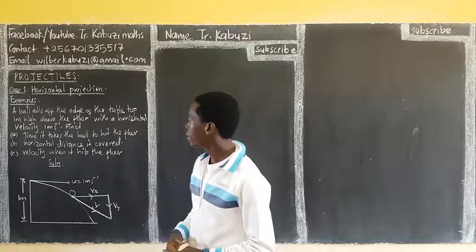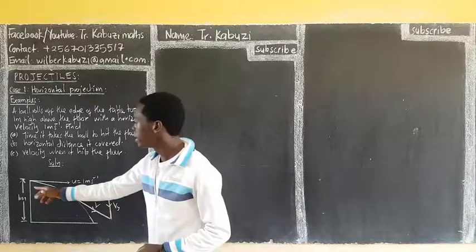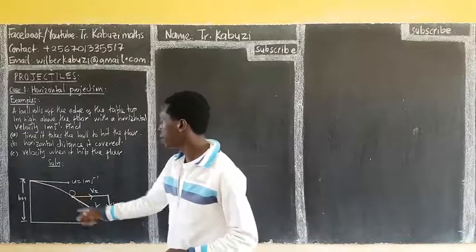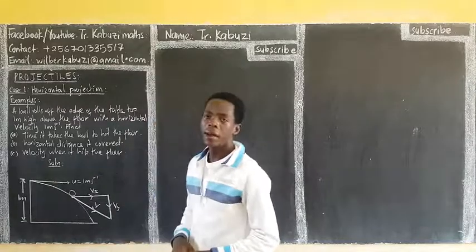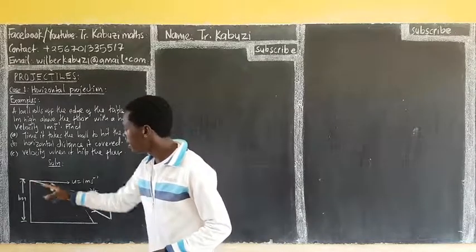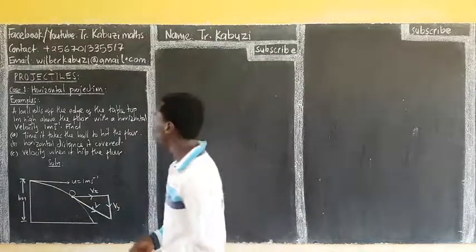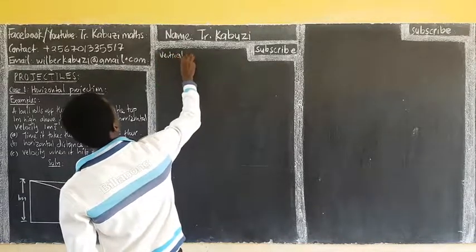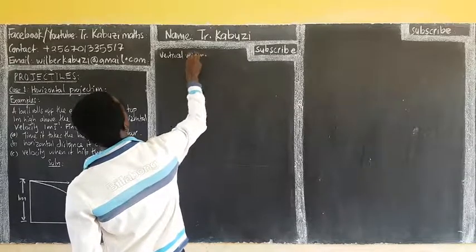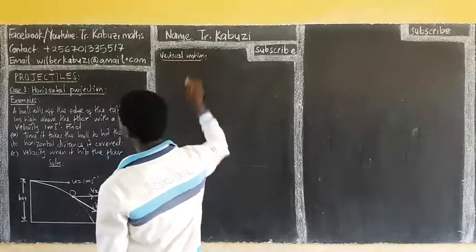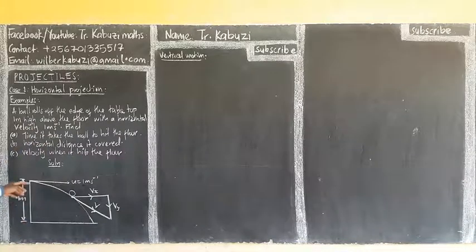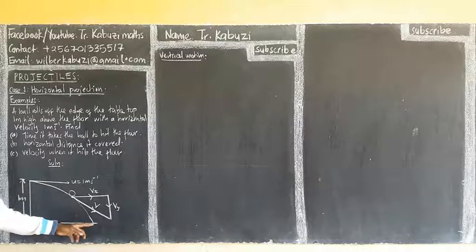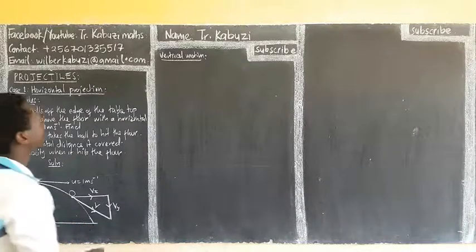Find the time the ball takes to hit the floor. Now, for the ball to hit the floor, it would have covered all this distance from here up to there. That means to hit the floor, we are going to consider the vertical motion. So in our vertical motion, what happens? We know that this is what we have there, and then we need the time when it hits this floor here. So what do we have?